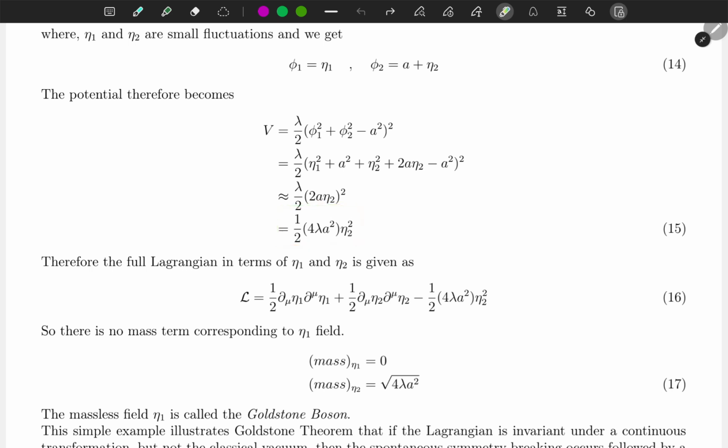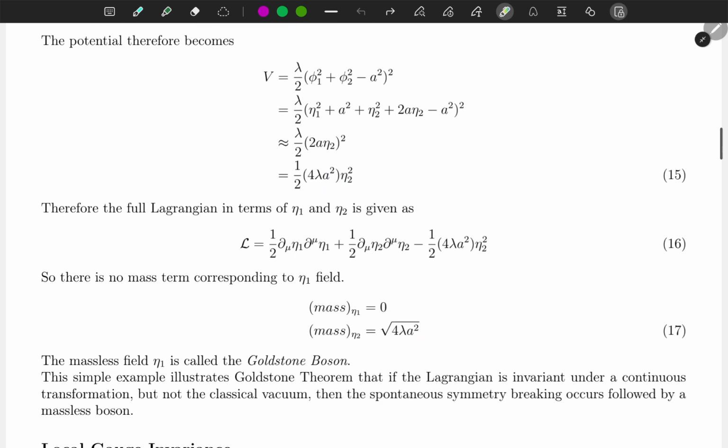Now, we generally know the potential in field theory looks like this. Here the coefficient of half the field squared is the mass. So basically what we get, the mass of the eta 2 field is the square root of that, which will be m squared, so the mass will be the square root of this thing.